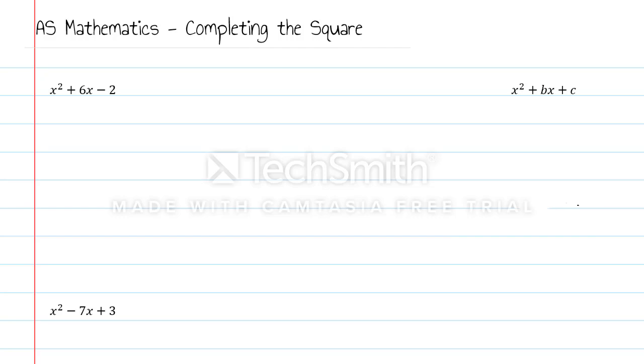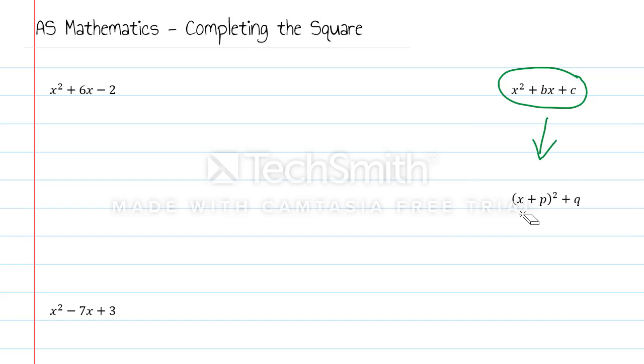Okay, welcome to AS Maths and welcome to a tutorial on completing the square, which is what we're going to be doing today. So completing the square is essentially taking a quadratic. I've got a basic one here where I've just used b and c instead of numbers, and we're going to be converting it into the completed square form, which is one that has the brackets and the squared.